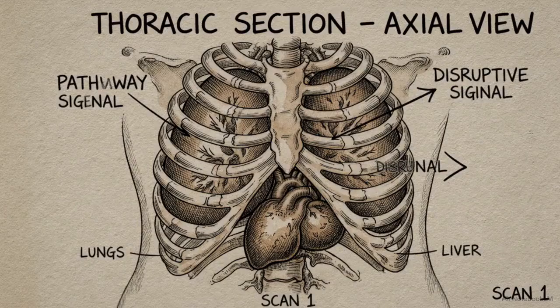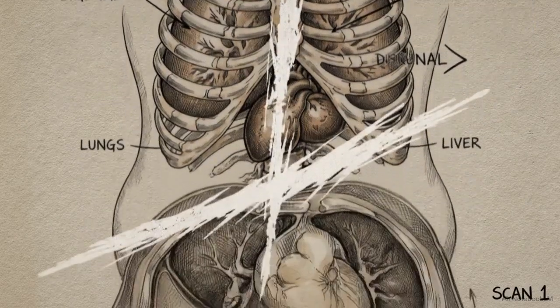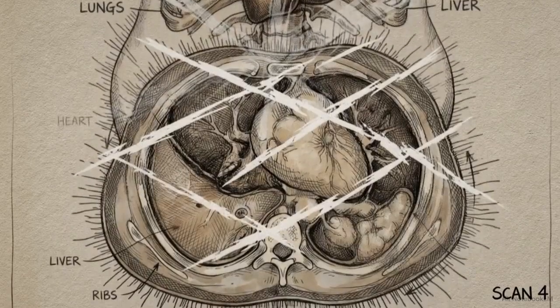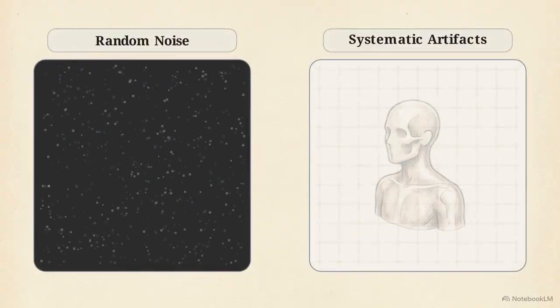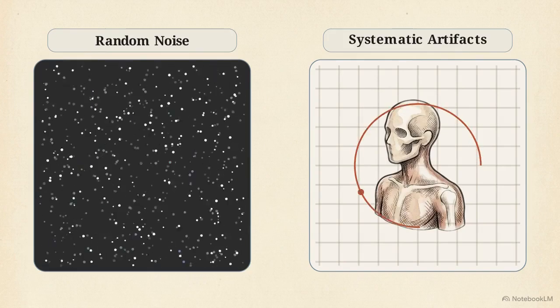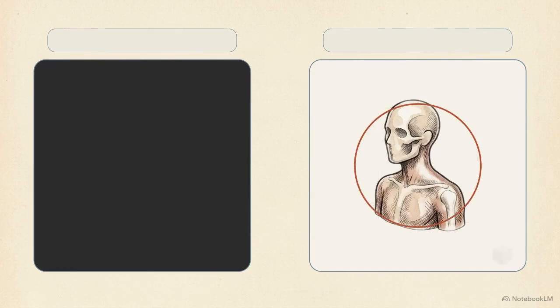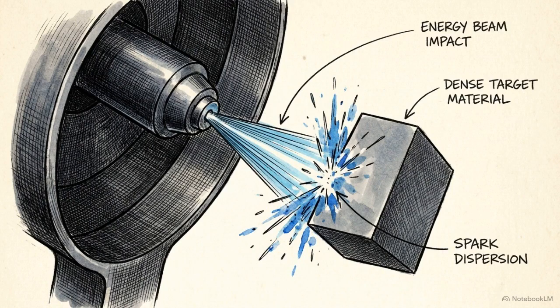Observe this scan. As we move through the anatomy, a massive visual distortion tears across the image. In CT imaging, these visual anomalies follow specific, predictable patterns, rather than being the result of random digital noise. Every artifact reflects a systematic interaction between the X-ray beam and the physical materials it encounters.